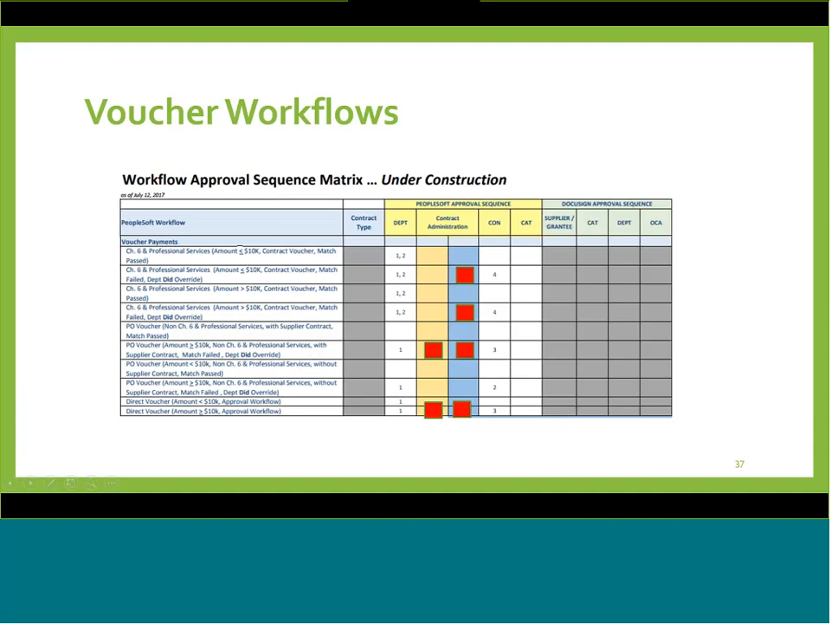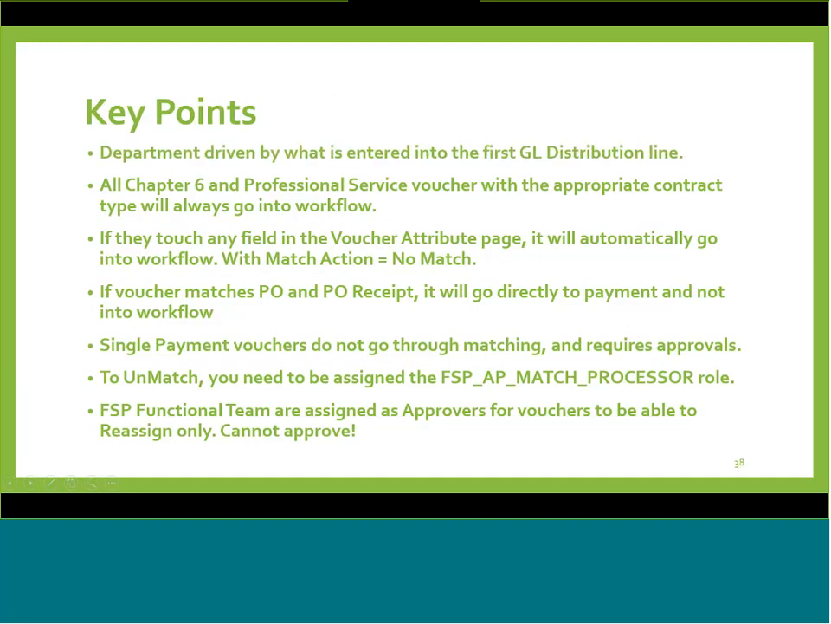No. Okay. All right. So some key points is the department that is chosen for the approval path is the same thing you saw in procurement. It's driven by the first GL distribution line department. Okay. So if you're doing multiple departments like PUC might be putting in multiple GL distribution lines, if the first line isn't PUC and it's DPW, it's going to go to DPW for approval. So you really have to think of what your very first line of your GL distribution is going to be, and that will drive where the approval workflow goes.